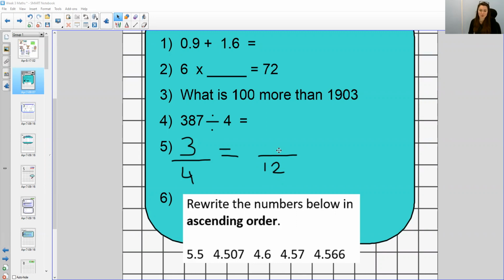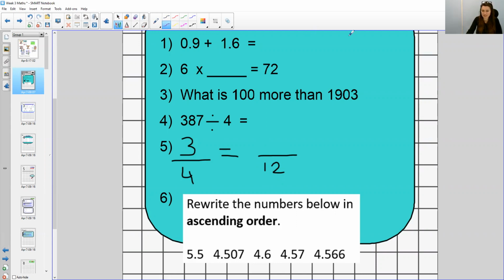So we're going to be carrying on with fractions today, but we're going to be looking at comparing fractions. Before we do that, pause your screen and have a go at these 6 questions. Number 5 is asking you to find an equivalent fraction to 3/4. So pause the screen, have a go on paper, and then I'll go through the answers.